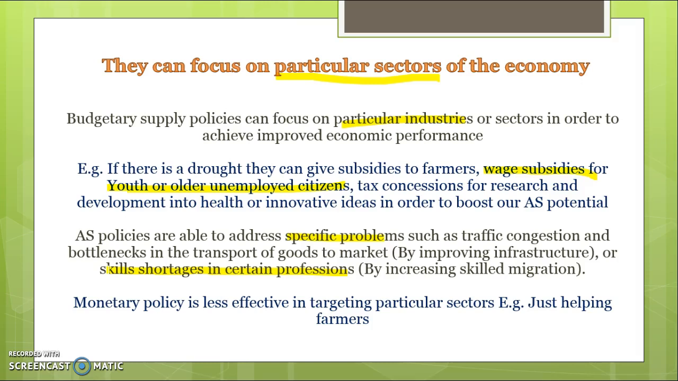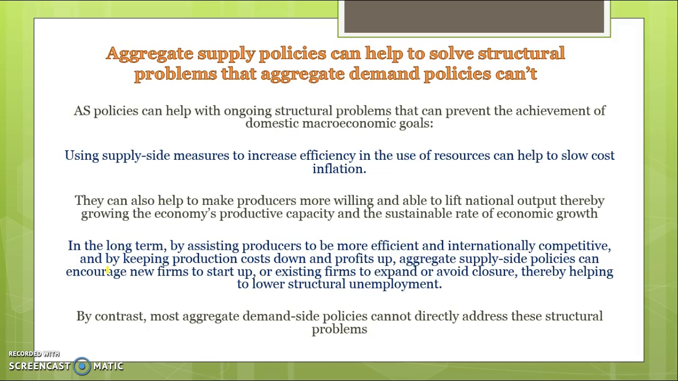So you need, when you're talking about supply side policies and their ability to target particular sectors of the economy, elaborate on that. Talk about specific examples, whether it be wage subsidies, whether it be subsidies to farmers, whether it be more investment into research and development, whether it be traffic congestion, whether it be skill shortages in a certain area. They are very effective in targeting particular sectors of the economy.